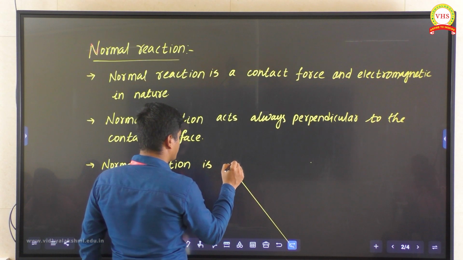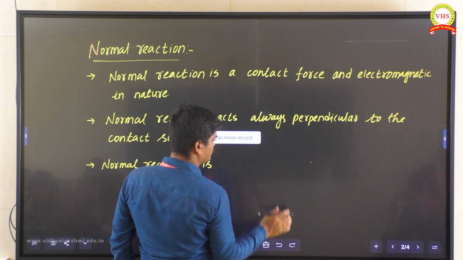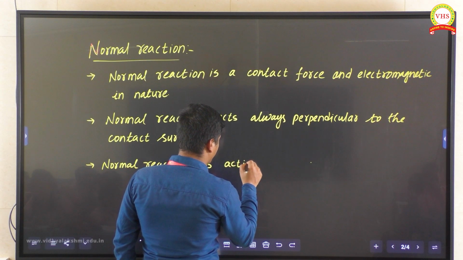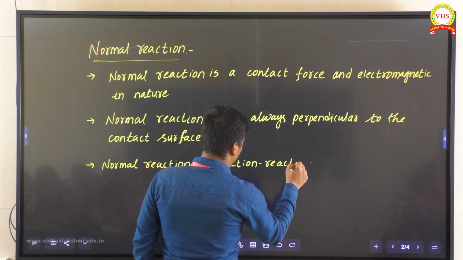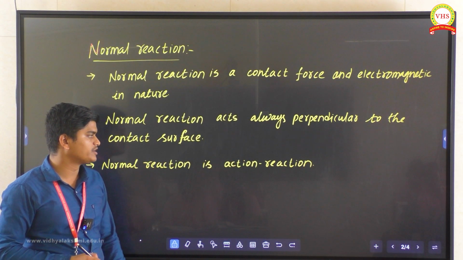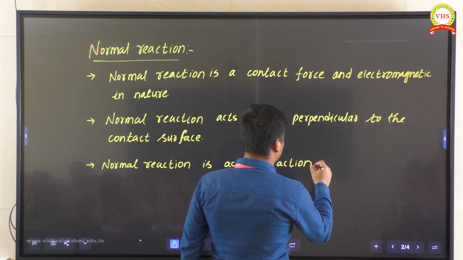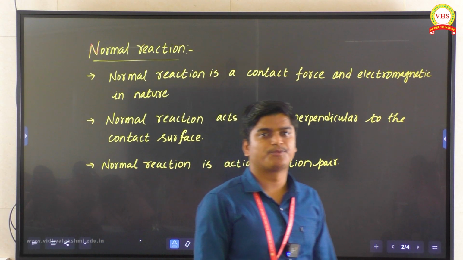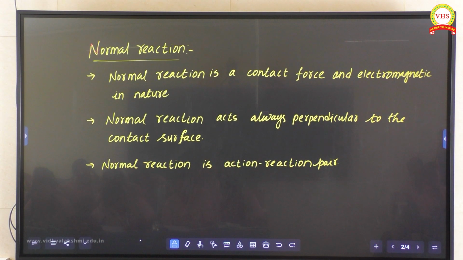And remember, normal reaction is an action reaction pair. This force exists in a pair, you know already. So normal reaction also exists in pairs. So it is an action reaction pair. Write down these points. Normal reaction is a contact force and it is electromagnetic in nature. Normal reaction is an action reaction pair.